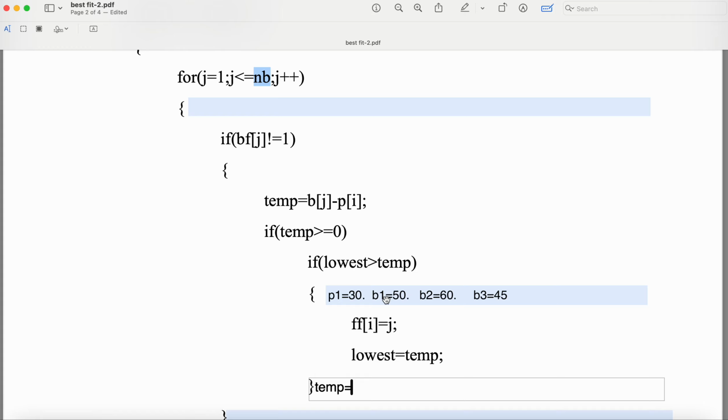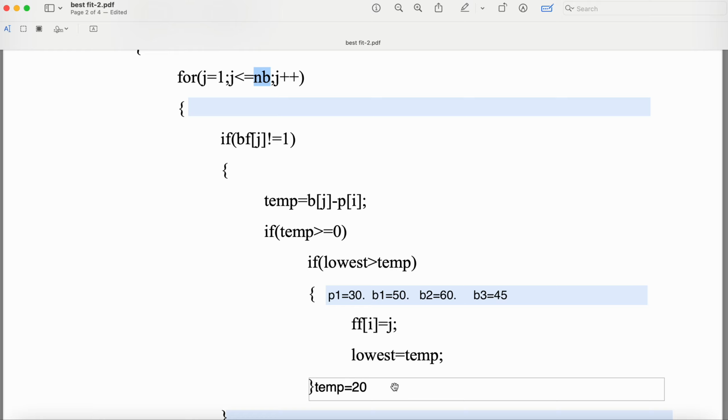Here I am showing the first process. Temp is equal to B of j. So what is B of 1? 50. 50 minus, what is P of 1? 30. So 50 minus 30 means 20. So temp equal to 20.